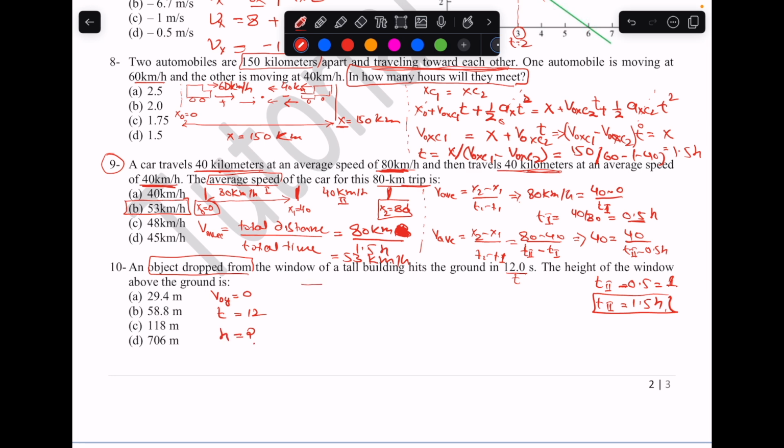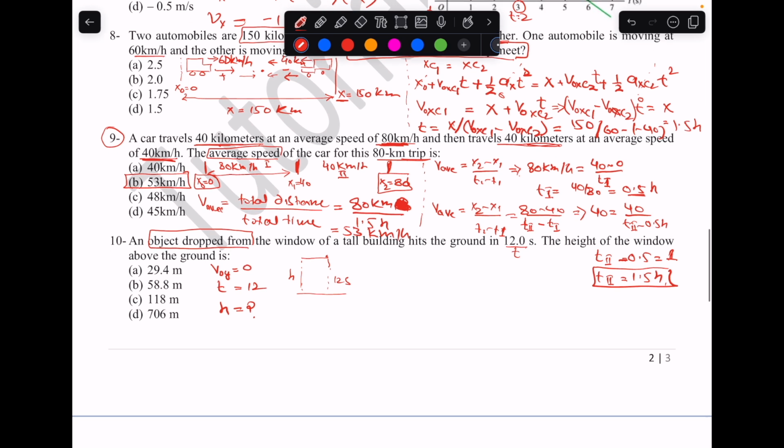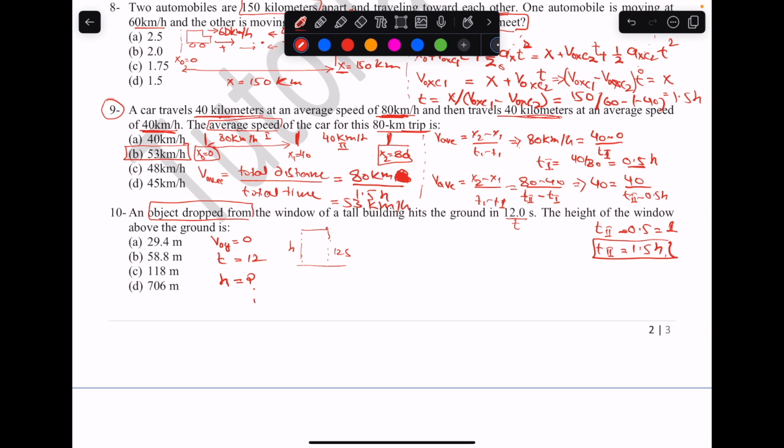For example, it dropped from that height, and it hits the ground 12 seconds later, so we want to find this height. How do we calculate? We use the second equation of motion, which is y equals y naught plus v naught y t plus 1/2 g t squared. We take g to be positive because it's going downward.